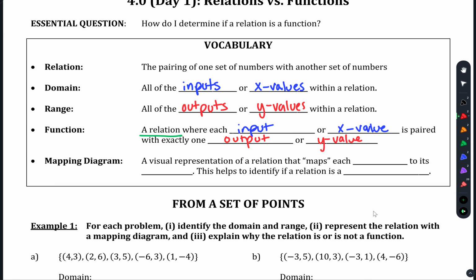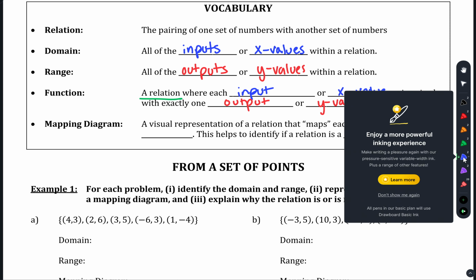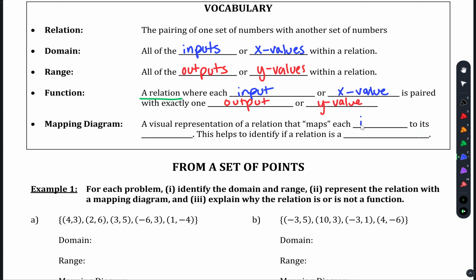A way that we can determine whether something is or is not a function is using a mapping diagram, which maps each input to its output. And again, like I said, this is going to help us identify if a relation is or is not a function. That's a lot of words. Let's see what I mean by those.